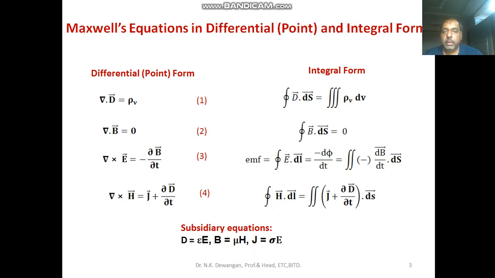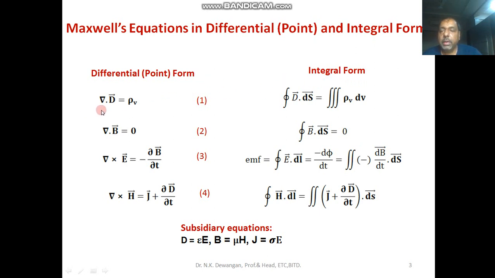In today's lecture, you will see Maxwell's equations, how these equations are derived from four basic fundamental laws of electricity and magnetism. That you will also see. Maxwell's equations are basically differential equations. They are written in differential form, though they can also be written in integral form.